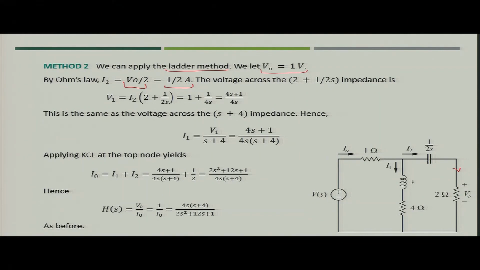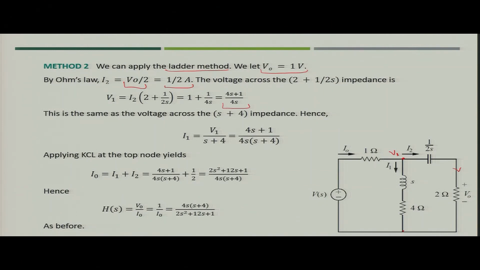Now, when you know the value of current I2, you can find out the voltage V1 which is across this particular leg. The voltage across this as well as across this leg will remain the same, because both are in parallel. So, we will find out the value of V1 in terms of I2. So, V1 is nothing but I2 into 2 plus 1 upon 2s. When you put the value of I2 equal to 1 by 2, you will get V1 as 4s plus 1 upon 4s.